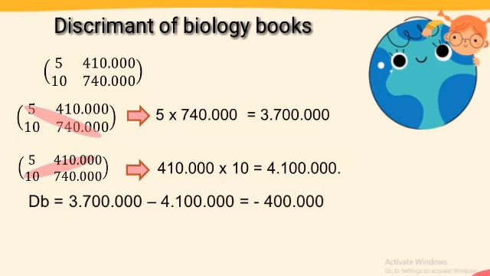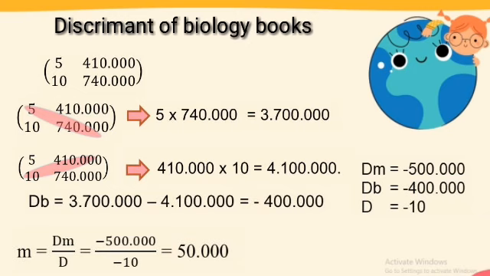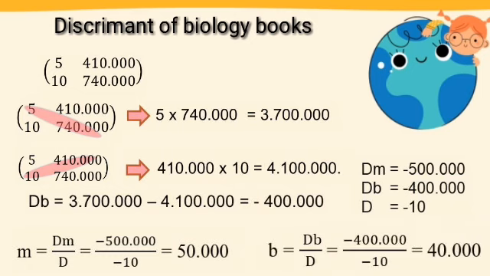Based on mathematical law, M can be calculated by dividing determinant M by the determinant. We get negative 500,000 divided by negative 10 equals 50,000. Then B can be calculated by dividing determinant B by the determinant. We get negative 400,000 divided by negative 10 equals 40,000. So a math book costs 50,000 and a biology book costs 40,000.